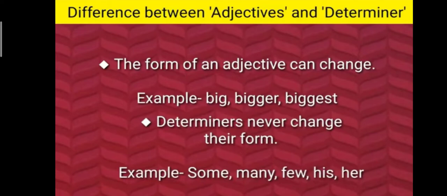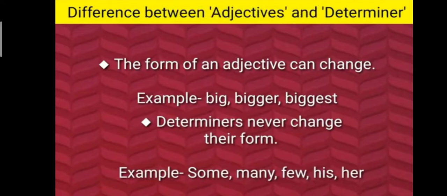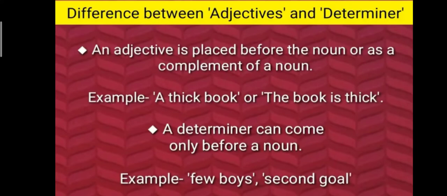Look at the next difference. The form of an adjective can change. Like we have read about different degrees of adjectives, and these three degrees can be used according to the kind of comparison in the sentences, like big, bigger, biggest, similarly good, better, best. So adjectives can change their form, whereas determiners never change their form. They have the same form, like some, many, few, his, her. These are always the same.